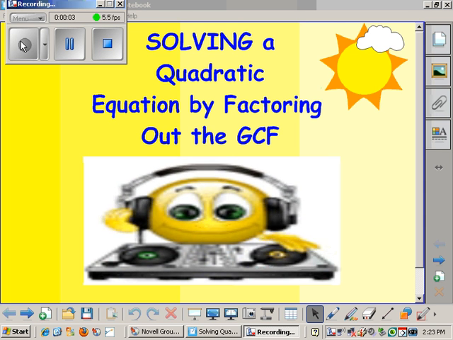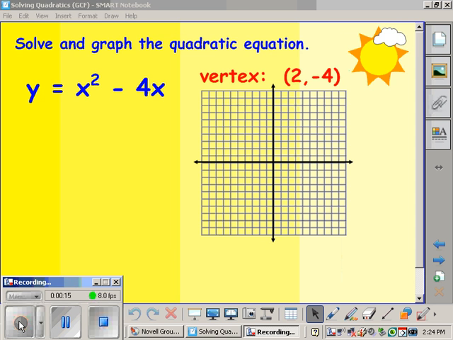In this lesson, you're going to learn how to solve a quadratic equation by factoring out the greatest common factor of the terms first. Let's take a look at what some of these problems might look like. If you look at this quadratic equation, y equals x squared minus 4x, we're going to find the x-intercepts for this particular equation by factoring out the greatest common factor of the x squared and the negative 4x.